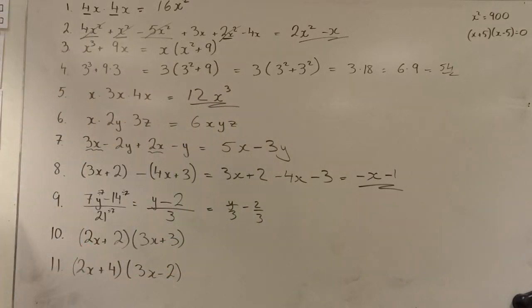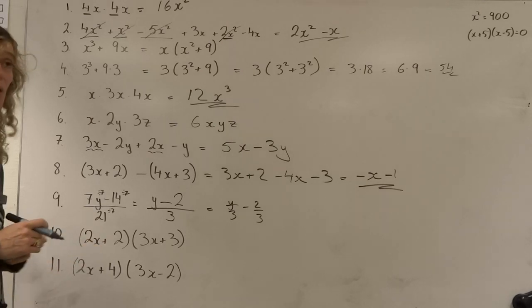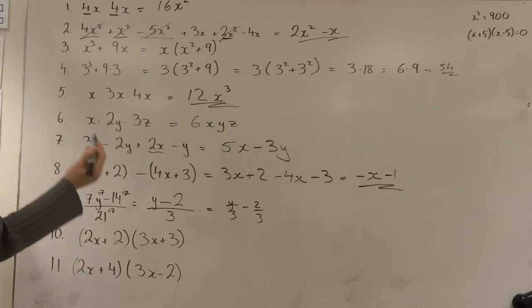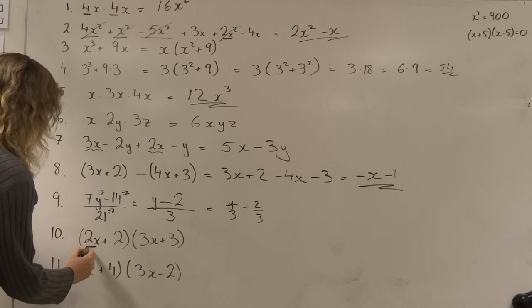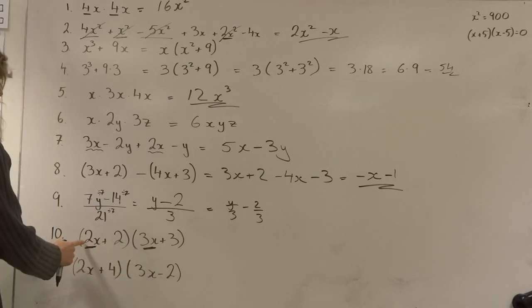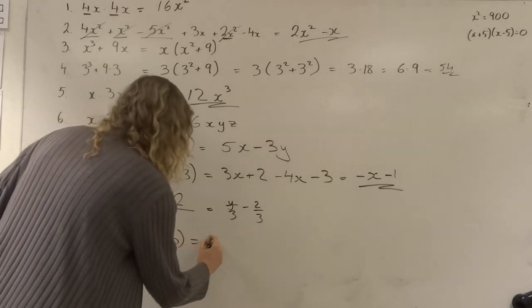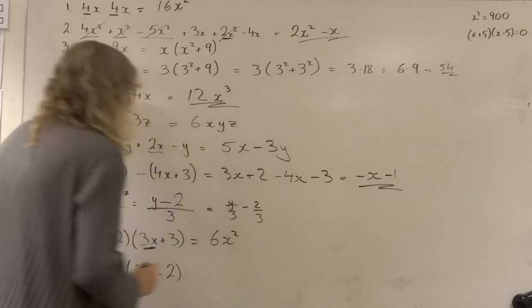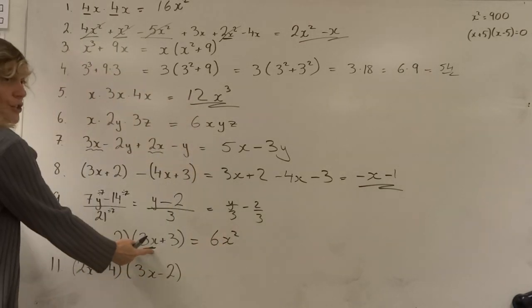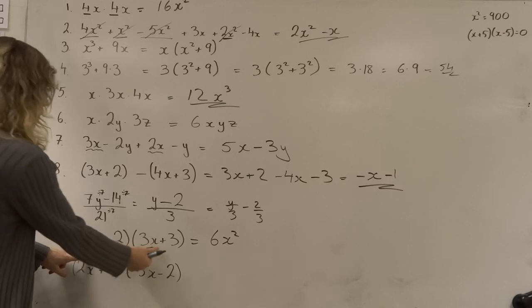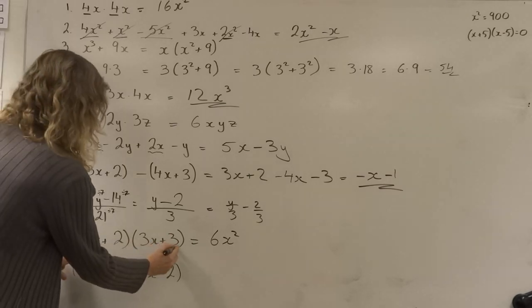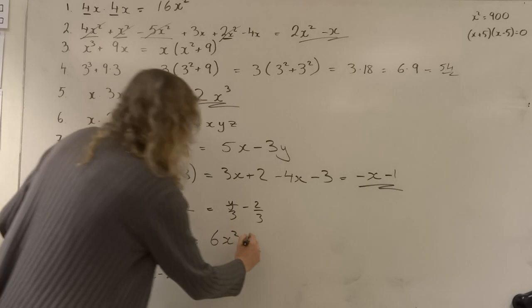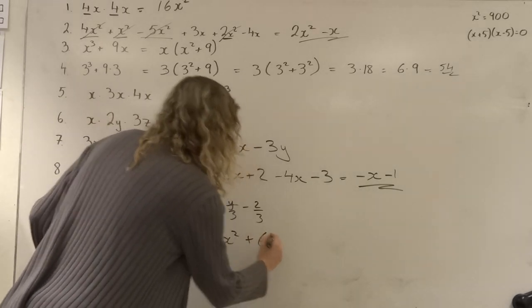Then we have a bit of FOIL here, where we're trying to show our skills in multiplying out with brackets. The first thing we do is multiply the first two terms together. 2x times 3x would give me 6x squared. That was my first two. Then I do my outside two. 2x times 3 would give me plus 6x.